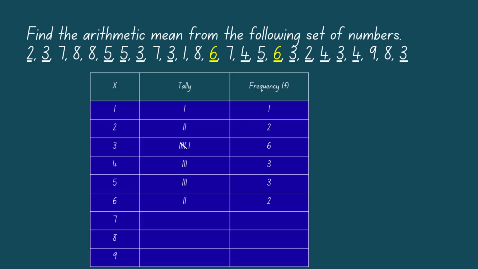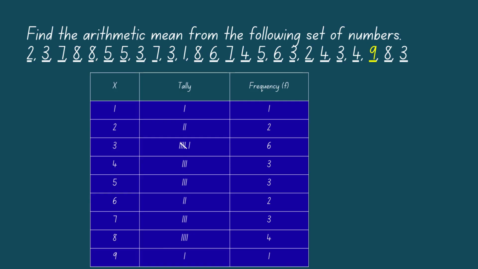And then going for 7, we have 1 7 here. That makes 1 tally. Another 7 here, and then another 7 here. So we have a total of 3 7s. Let's count 8 now. We have 1, 2, 3, and 4 8s. And then lastly, we'll count 9. We have just 1 9, so just 1 tally mark.